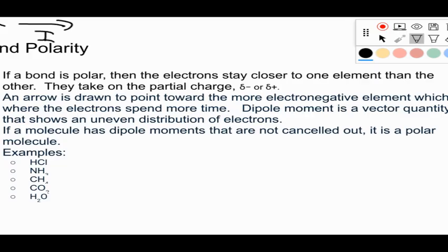If a molecule has dipole moments that are not canceled out, it's a polar molecule. If they cancel out, it's nonpolar.